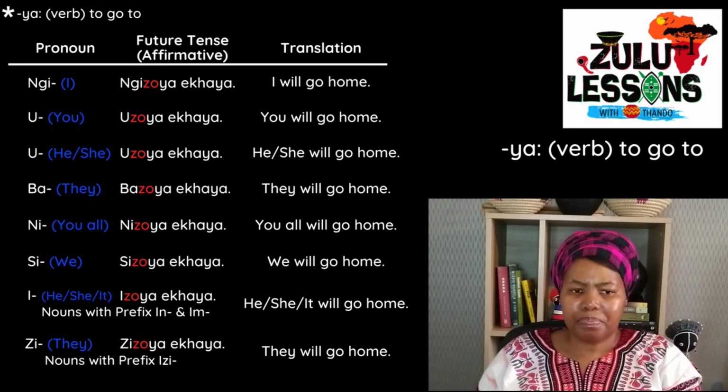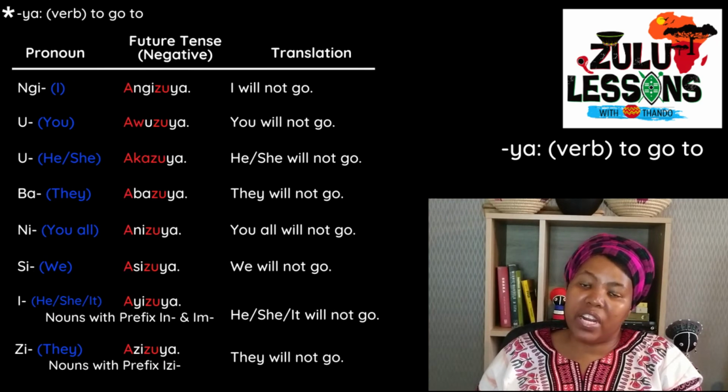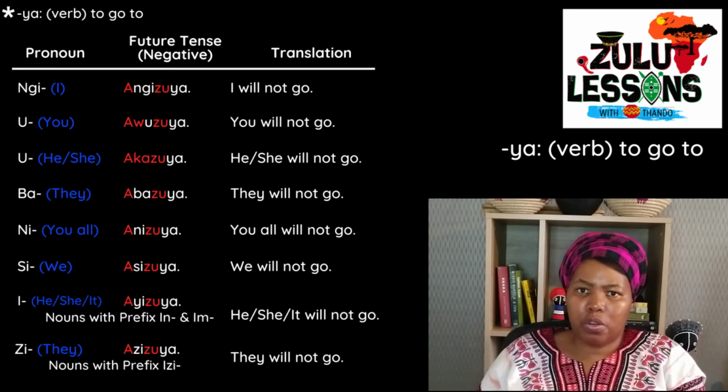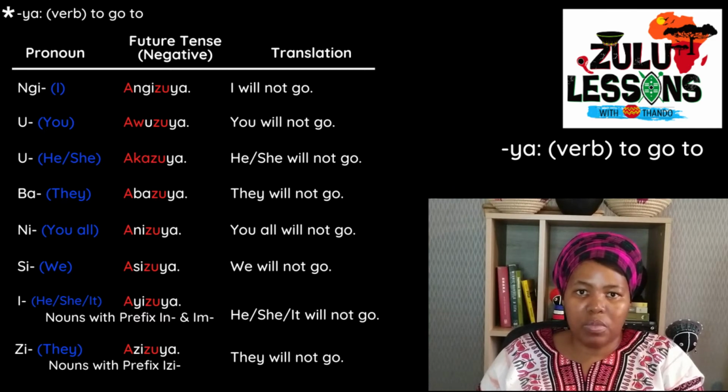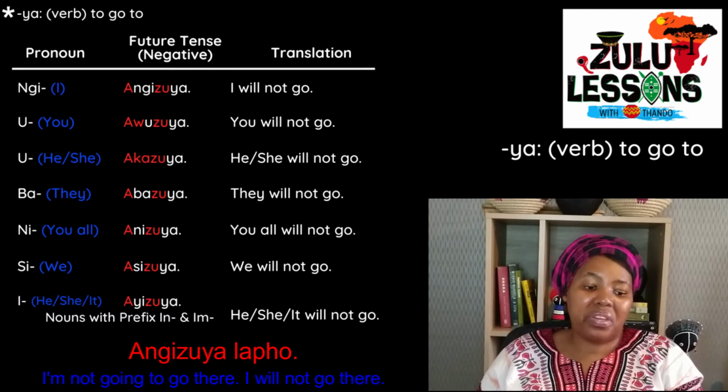Now let's make this negative. So the negative, we put in an A at the beginning of our phrase, and then we substitute that zo with zu. Now it's negative. Angizuya, I will not go. I'm not going to go. I can also say angizuya ekhaya. I don't know why I would say such a thing, because I do want to be at home. So angizuya lapho, I won't go there.